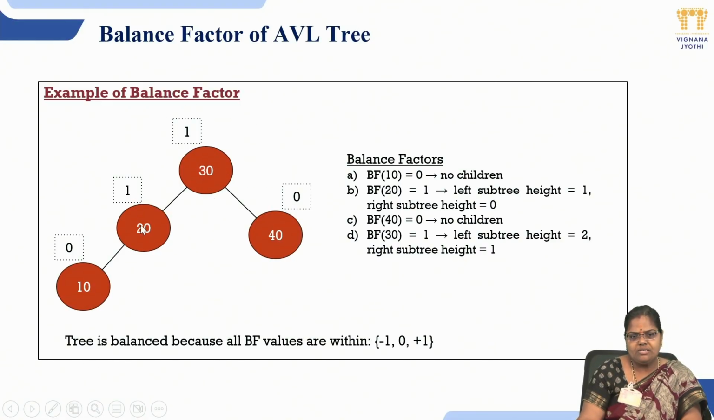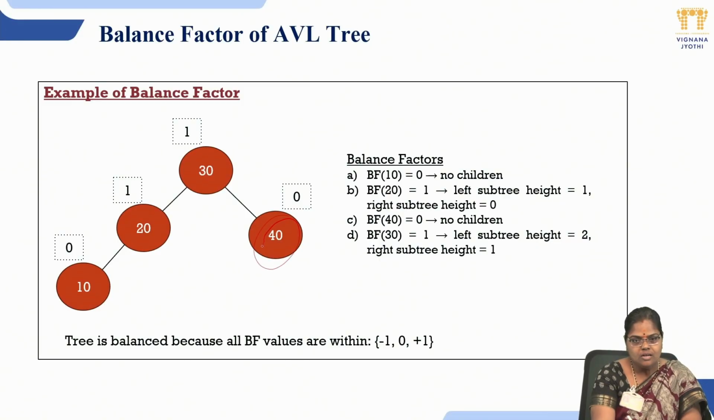So for an example tree, if I consider a root node 30, the left subtree having 10, 20 and a right subtree having 40, for every node we have to calculate the balance factor. Starting from node 10, the balance factor of node 10 is 0, since we don't have a left child and a right child. So 0 minus 0, 0. Similarly, for node 20, we have a left subtree having a node called 10, and no right subtree, so we consider the height of this as 1. So 1 minus 0, 1. So this is how we calculate the balance factors for every node.